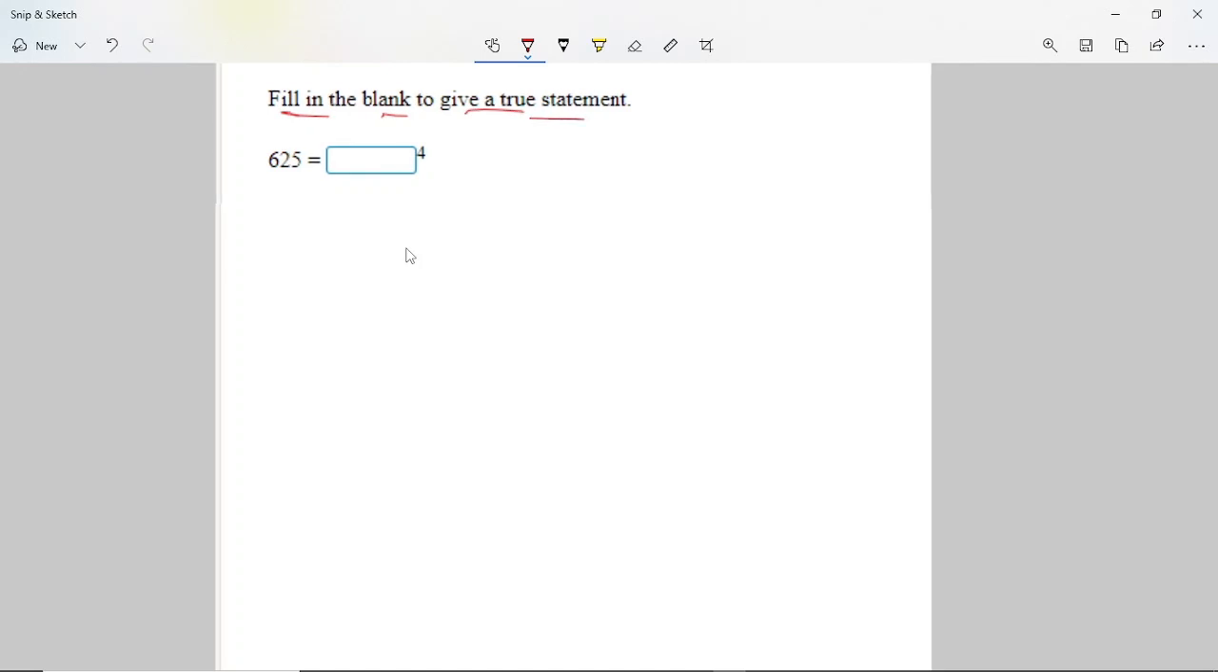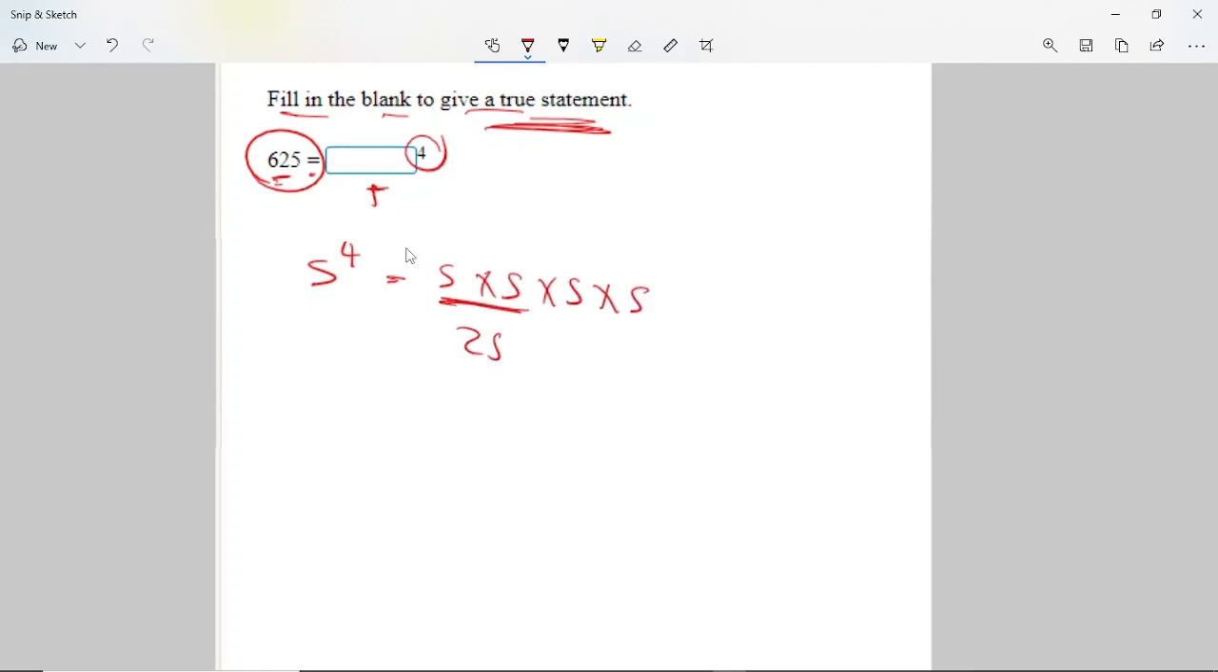Fill in the blank to give a true statement. 625 will be equal to number power of 4. 625. So we can use to divide this number by 5. So if 5 power of 4 is equal to 5 multiply 5 multiply 5 multiply 5, 25 multiply 25 will be equal to 625. So the answer here is 5.